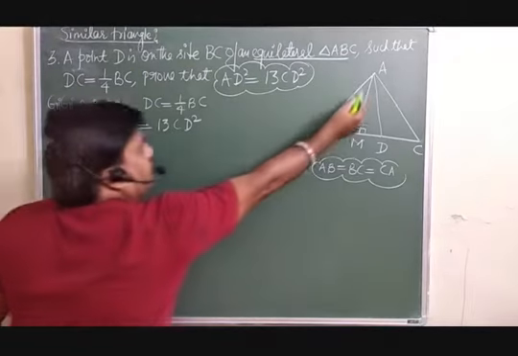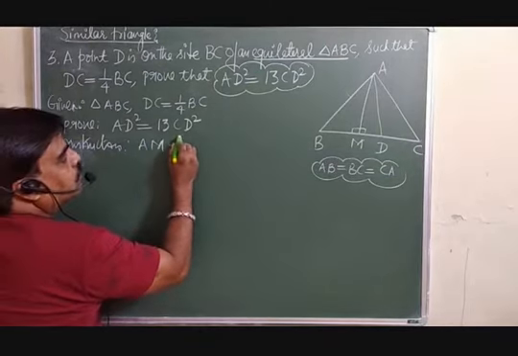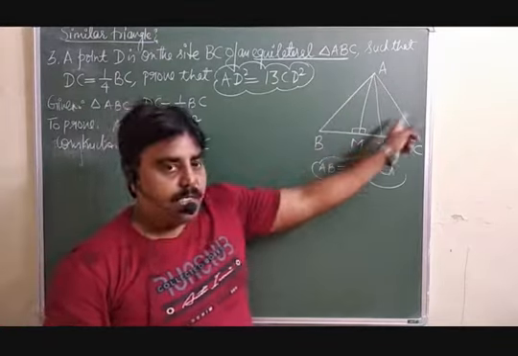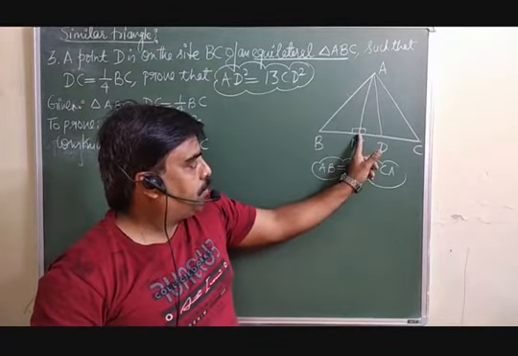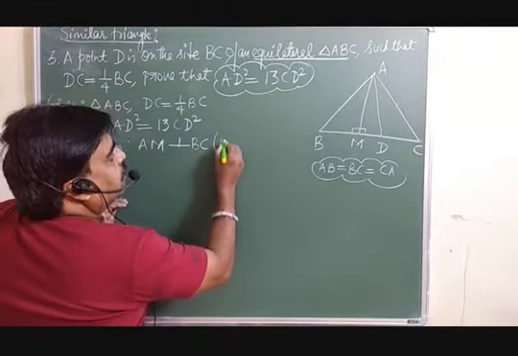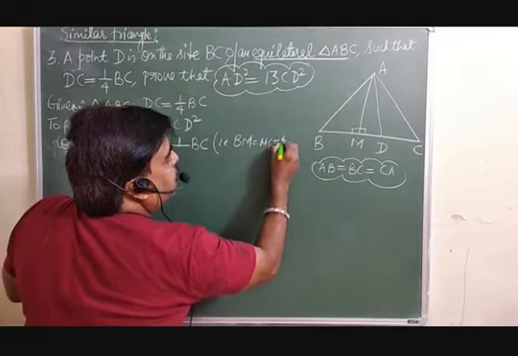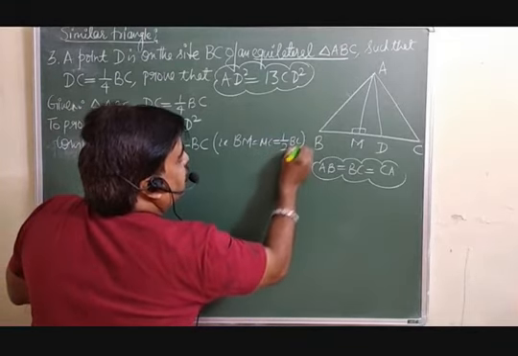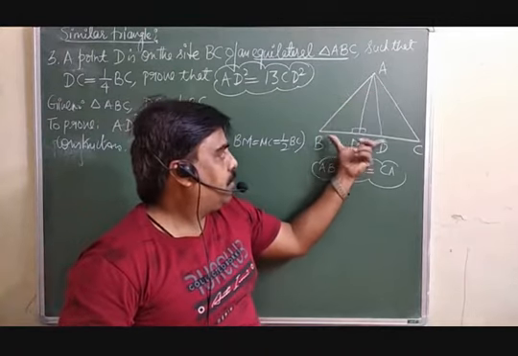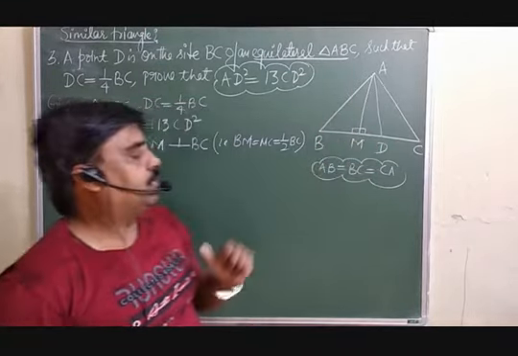We are going to draw the perpendicular AM on BC. So this is an equilateral triangle, and the perpendicular will divide this BC into 2 equal parts. That is, BM will be equal to MC, which will be half of BC, because all the sides are equal. So this perpendicular will divide the opposite side into 2 equal parts.